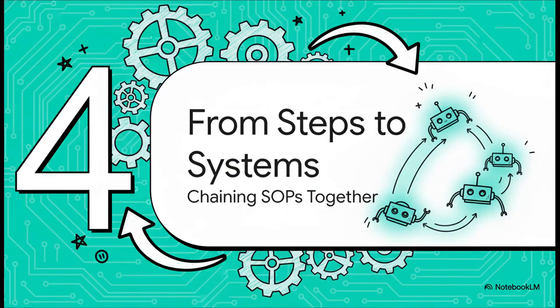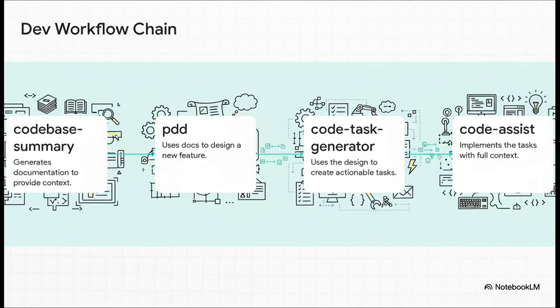Okay, but this is where it gets really powerful. We're about to go from running individual tasks to creating fully automated systems, just by chaining these SOPs together. Think of it like a smart assembly line for your code. The code-based summary SOP runs first and creates documentation. That documentation, the output, becomes the input for the next SOP, which designs a new feature. Then that design feeds the next one, which creates tasks. It's a sequence of intelligent artifact handoffs that create a complete, automated workflow.